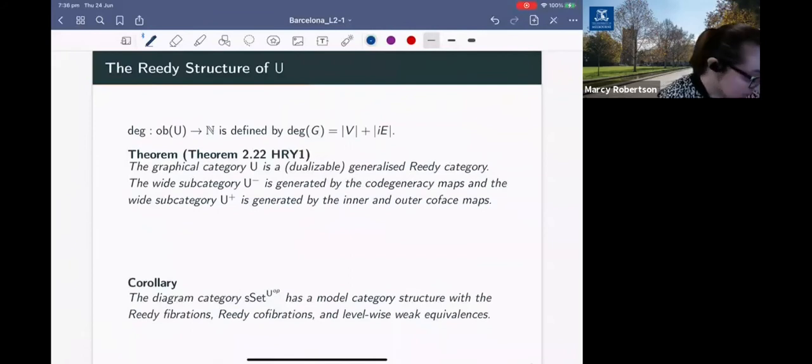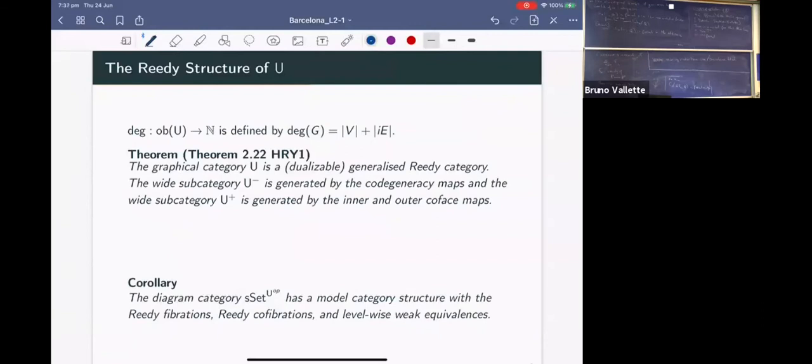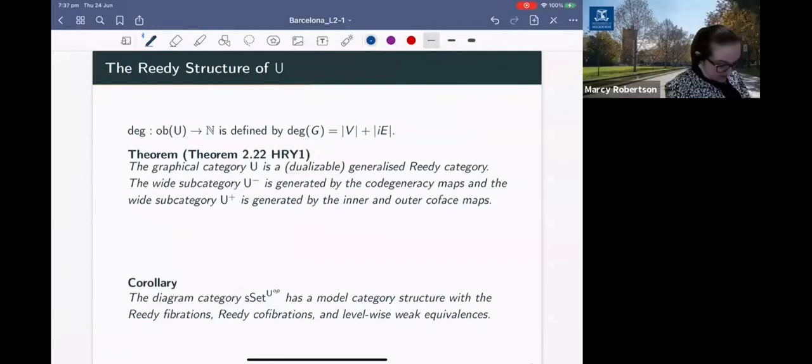All right. So we have the Reedy structure on U. This is one of the reasons that we define our morphisms the way we do. And the degree of a graph is going to be given by taking the number of vertices. So I'm going to say the degree of G is the number of vertices plus the number of internal edges. This little I sub E is internal edges, if I didn't define it before.